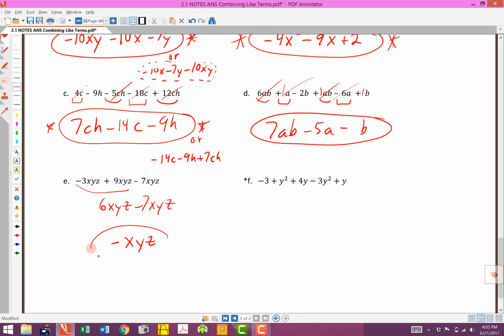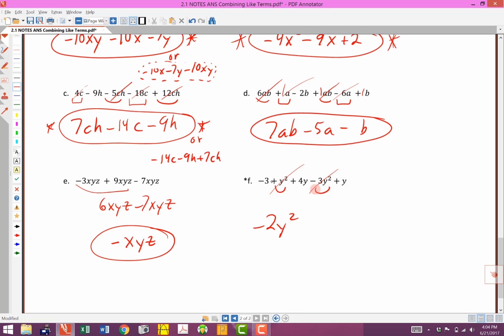xyz. Now, if you wanted to put the 1 in front there, you certainly could, but we kind of get used to the fact that if there's nothing in front, it's assumed to be a 1. So I'd like you to get used to that as well. So we'll write it that way. And then again, we've got another one here with exponents. Both have y's, so we're going to do the two of these together. That's a 1y squared minus 3y squared, so that's negative 2y squared.